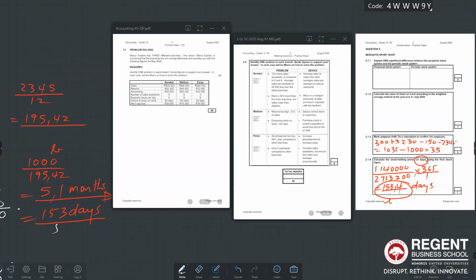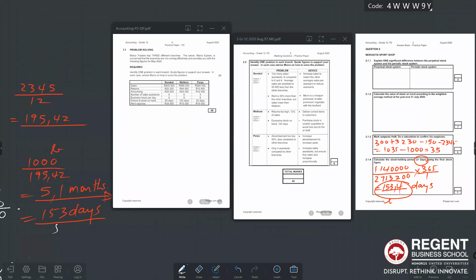Okay, second problem in Welcome, the stock on hand will last you 120 days. 120 days divided by 30, 4 months. 4 months, that's too long. Stockholding period is too long. You need to reduce your stock. Same solution what we gave on the other side: purchase in smaller quantities to avoid loss due to fire, theft, etc. So don't order so much stock. Reduce the stock. Now let's look at Paris.